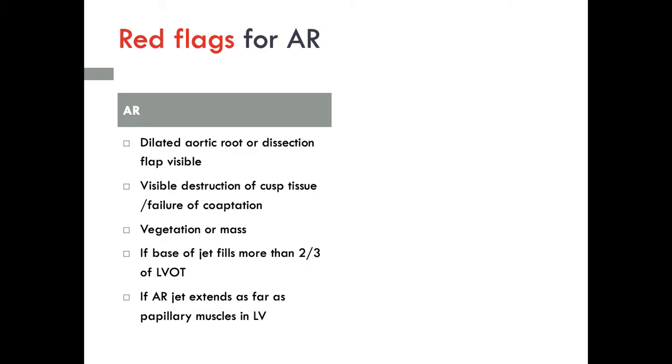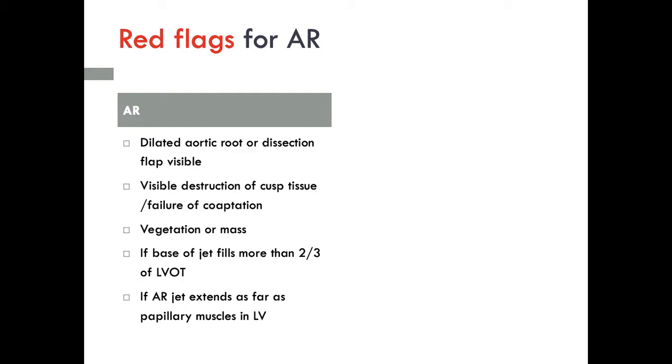So red flags, when should we be triggering a more formal comprehensive examination? Firstly, obviously, if we see a dilated aortic root or a dissection flap visible in the ascending aorta or aortic root. If in the case of endocarditis, we see visible destruction of the aortic leaflet tissue, or if we actually see a space between the leaflets, if we can see that they don't coapt in diastole, that invariably means that the AR is severe.